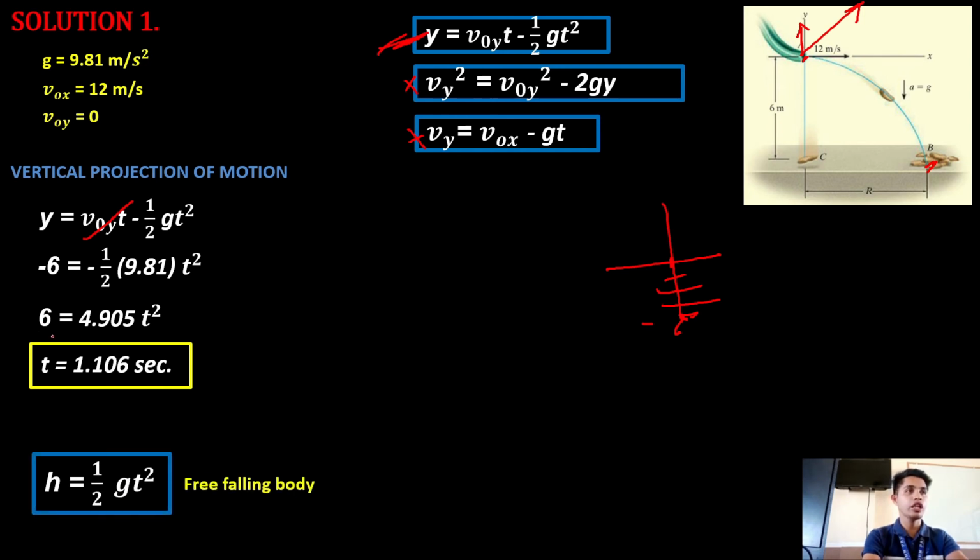Mapansin ninyo, ito yung h, 1 half g t squared. Ito po yung formula ng free falling body, height ng free falling body. Since walang velocity along y-axis, parang nahulog lang yung sack. Walang initial velocity. Ito po yung formula.